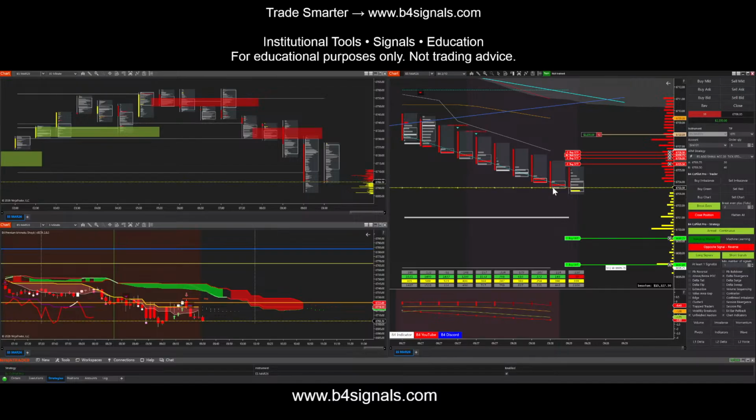We're at support now. Let's see how that works out. Building a lot of volume right there. A lot of people have their eye on that. That's one of our brackets right there.